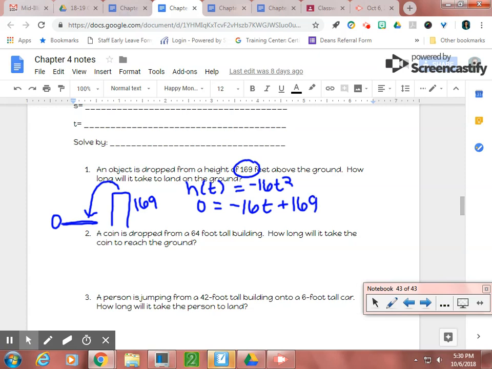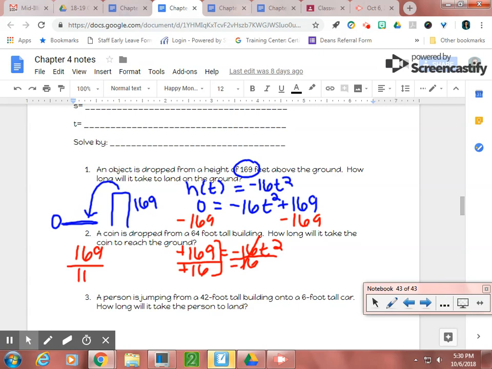So there's your equation. What you want to do is get the t squared by itself. In order to do that, you're going to take 169 to the other side. So negative 169 is equal to negative 16t squared. Divide out the negative 16s, which in this case is going to give you a plus. And I know that these are both perfect squares. So I'm going to take 169 over 16 and take the square roots of those, because that's how I would get t by itself. And that's going to give me plus or minus 13 over 4.